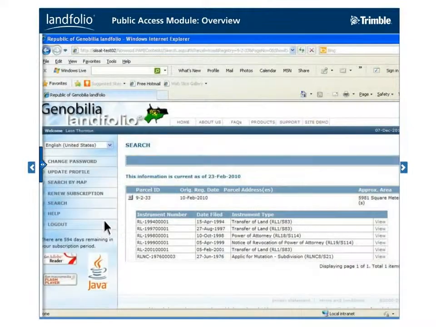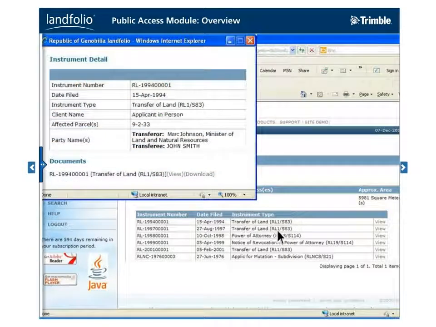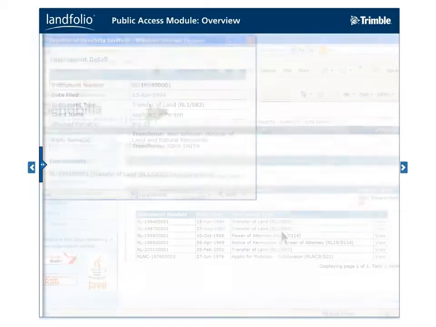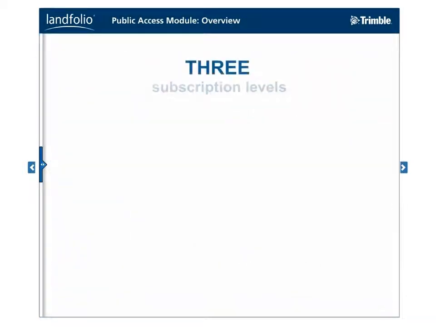For instance, this instrument is a transfer of land that was filed on 10 February 2010 and denotes the transfer of the parcel from one owner to another. Users can view or download the scanned archived image of the source document as well. Currently, there are 3 subscription levels you can make available to users.